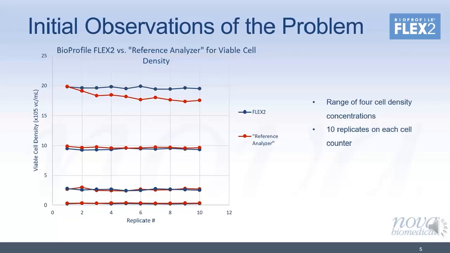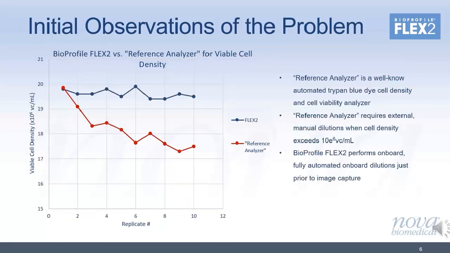It may not be that apparent in the slide, but let's focus on just the sample replicates from the high cell density cultures, which were at approximately 19 million cells per mil. Here you can see a significant trend downward for the samples analyzed on the reference analyzer, which is shown in red, with very good reproducibility on the bioprofile Flex 2 with no significant drop in viable cell density over the 10 replicates. That's shown in the blue line. This just didn't make sense to us.